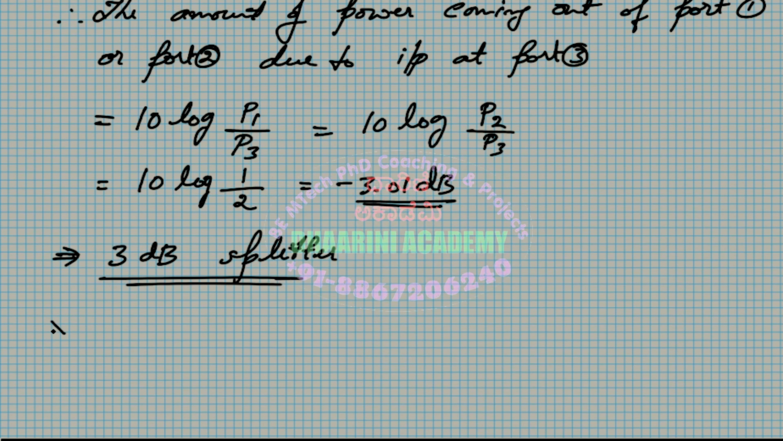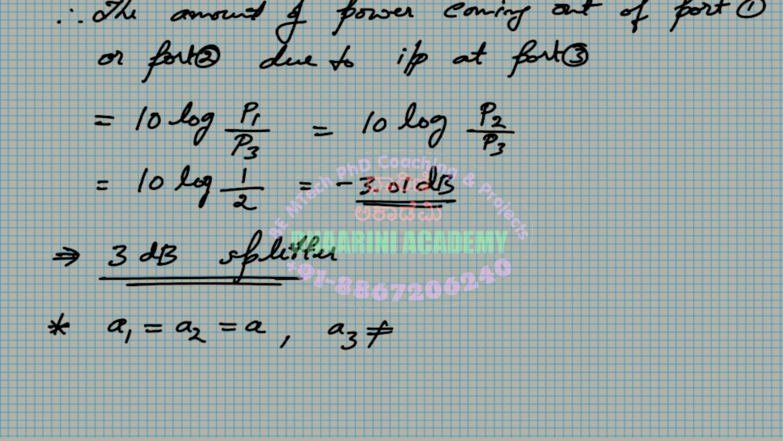Let's move on to the second analysis. Let me say that we are giving input to A1 and A2, and that is equal to some value A, and we are not giving any input to the third port. A3 equal to 0, so no input to the third port. This is the second part of the analysis.